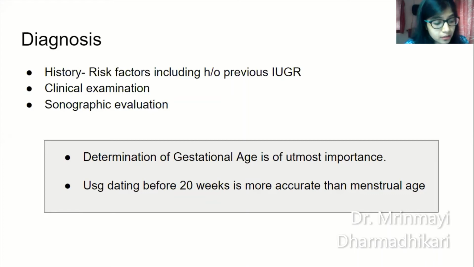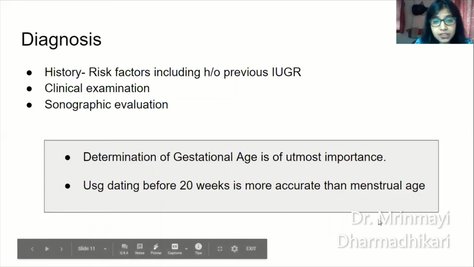Other factors in history should include maternal medical conditions, whether she's suffering from any comorbidities such as diabetes or nephropathy, any previous history of preeclampsia or stillbirths. So all these factors are very important for fetal surveillance in the ANC period.